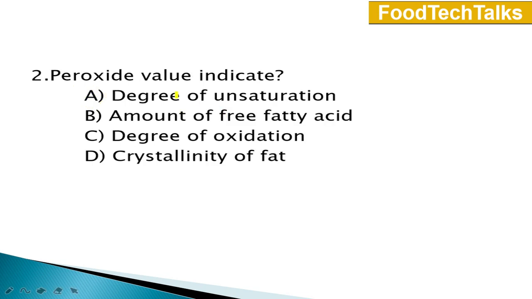Second question, peroxide value indicates. Options are A. Degree of unsaturation, B. Amount of free fatty acid, and C. Degree of oxidation, and D is crystallinity of fat. Answer is option C. Degree of oxidation.